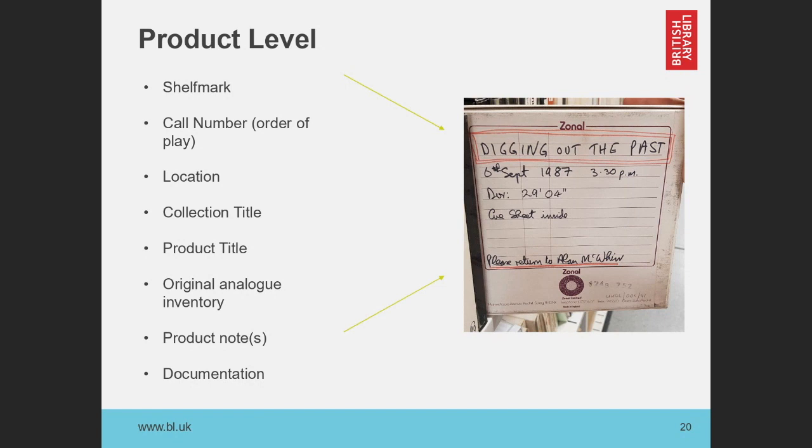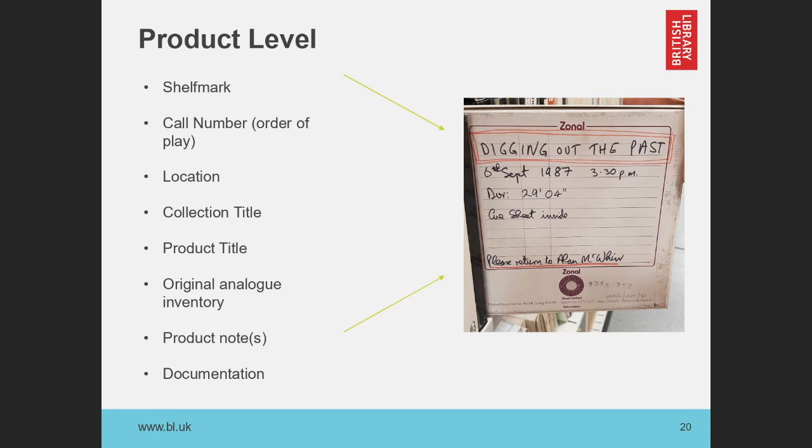There's a field for product notes, and this is what we use to record anything that's on the physical carrier itself, even if we know that it doesn't reflect the contents. So there might be some additional information that's written on the tape box, which doesn't really relate to the recording, but it's important to put it on there.